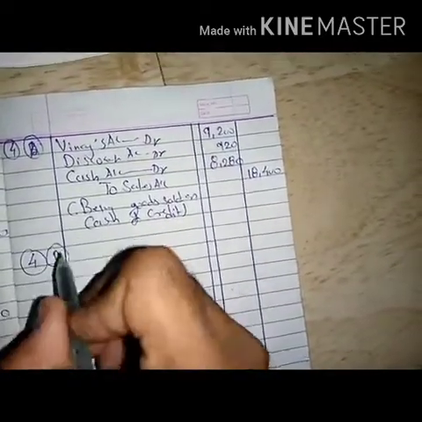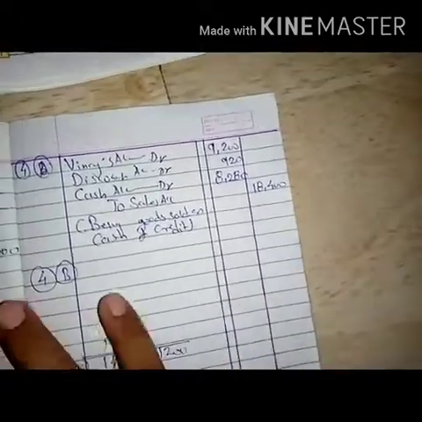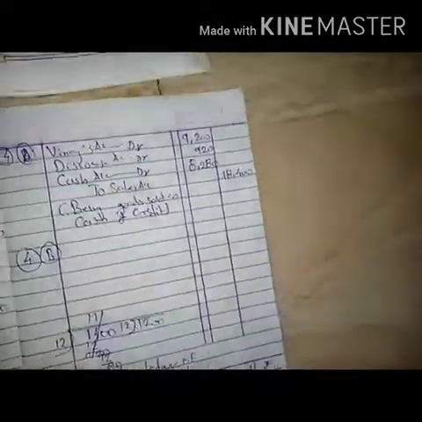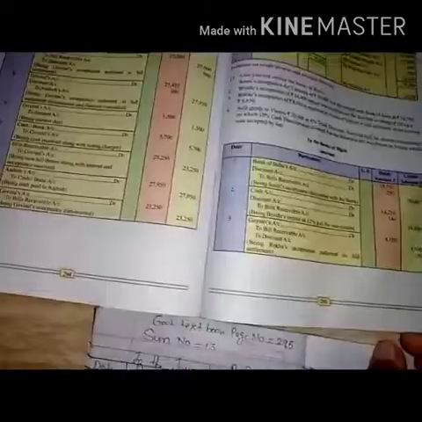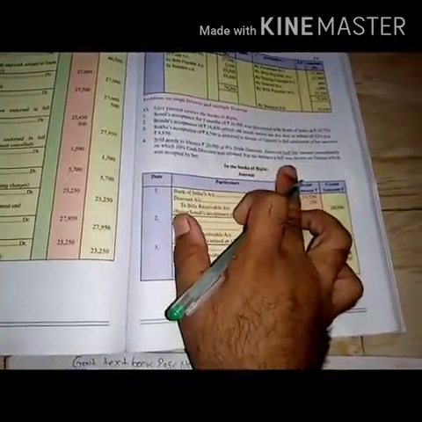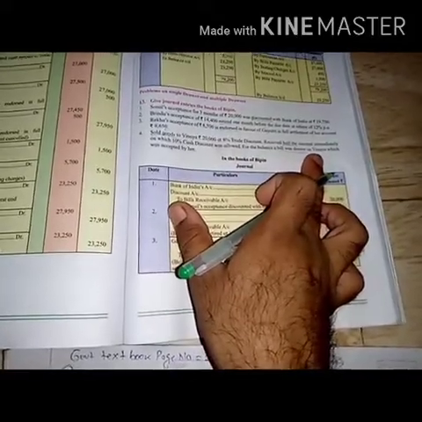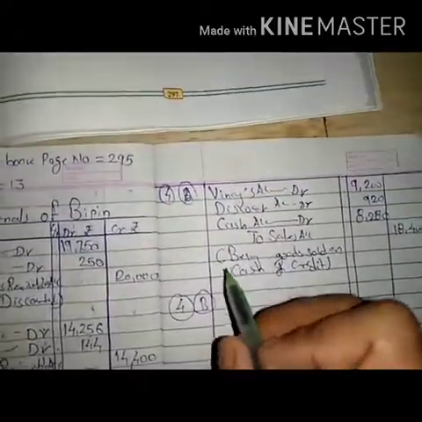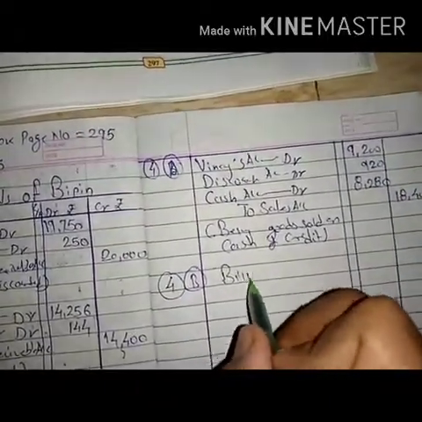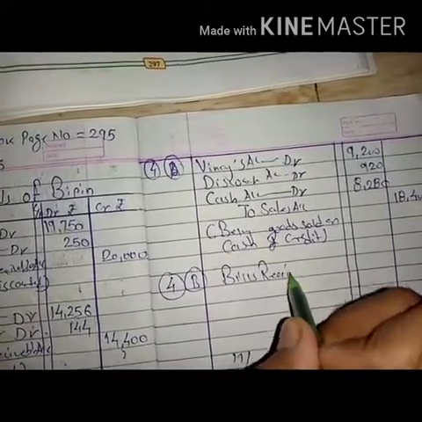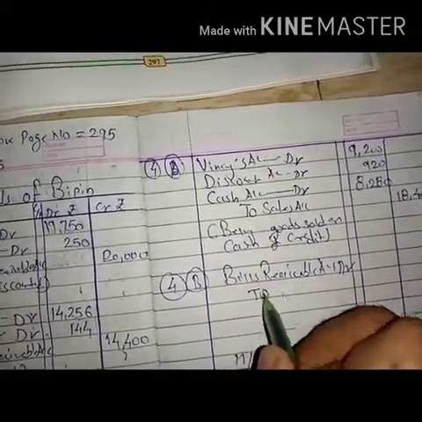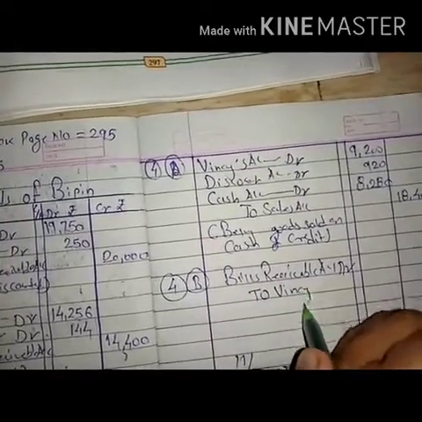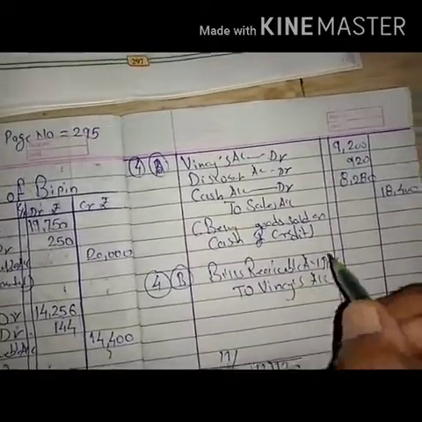Now for B, that is the last entry, the bill made for the remaining amount. They had given to us that the bill is made. The bill was drawn on Vinay, which was accepted by her. So bill is made. Now bills receivable account debit to the drawee, Vinay, means Vinay is the credit giver.